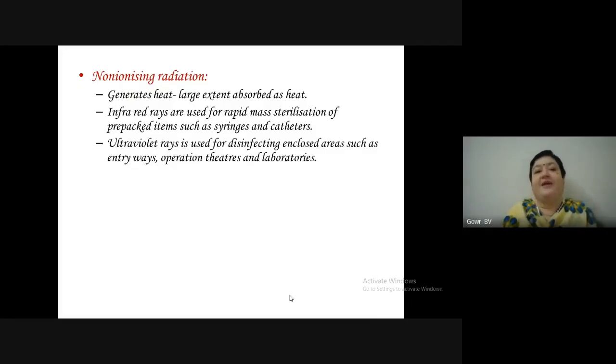So non-ionizing radiation generates heat. It is absorbed as heat as well. Infrared rays are used for rapid mass sterilization of pre-packed items such as syringes and catheters. Ultraviolet rays are used for disinfecting enclosed areas such as entryways, operation theaters, and laboratories.